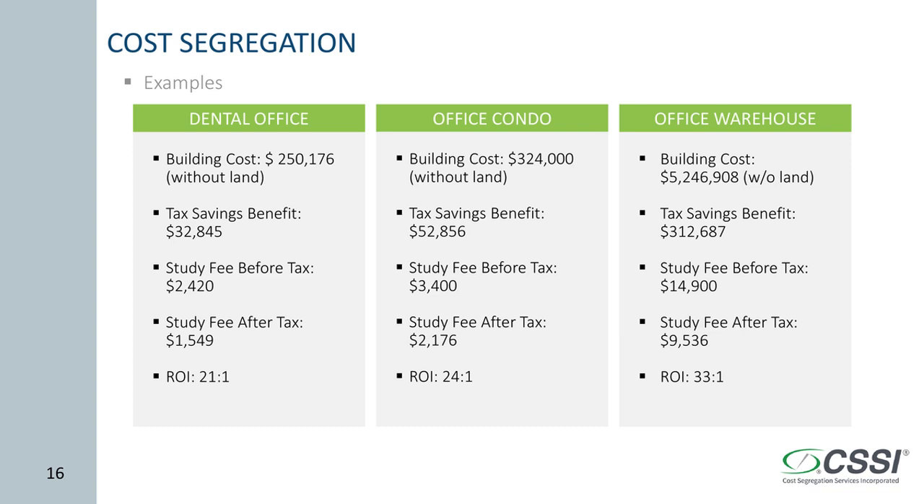An office condo, same idea. Building cost was $324,000. The tax savings benefit on the condo was $52,856. The study cost the owner $3,400 before tax, $2,176 after tax, 24 to 1 return on investment. There are not a whole lot of other places where you can get a return on investment like that. An office warehouse, this is a $5.25 million piece of property building. Tax savings benefit was $312,687, got a 33 to 1 return on investment on it.